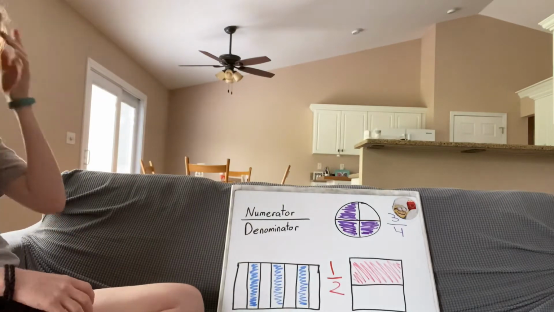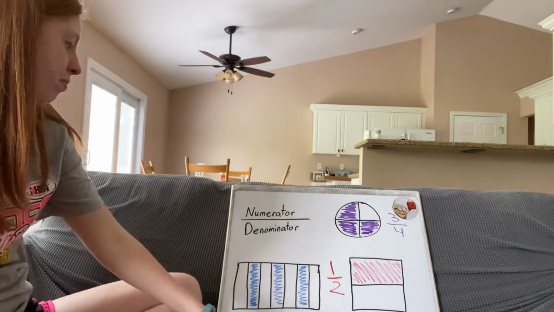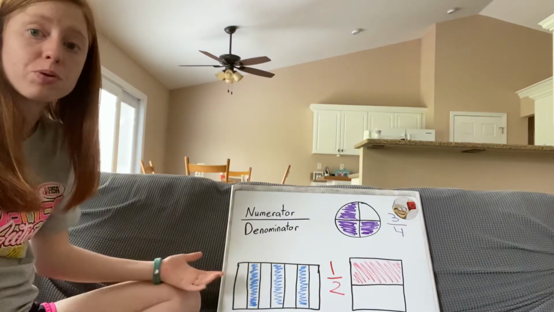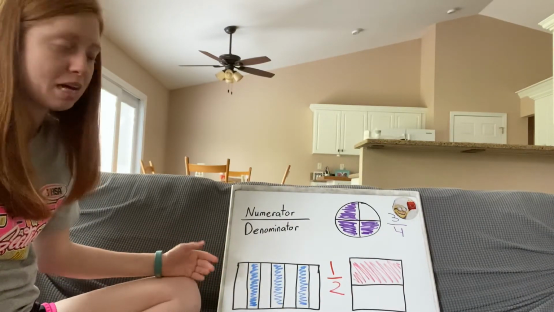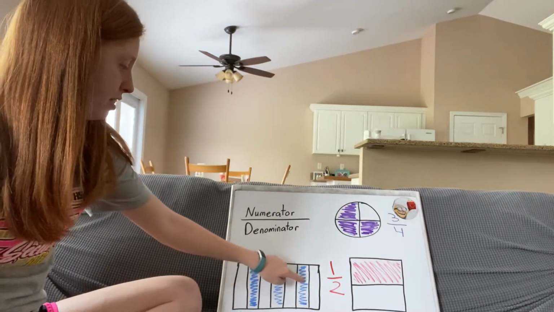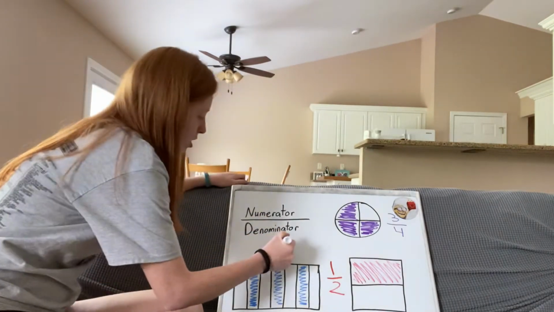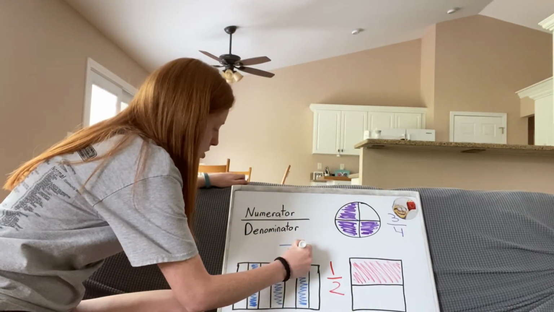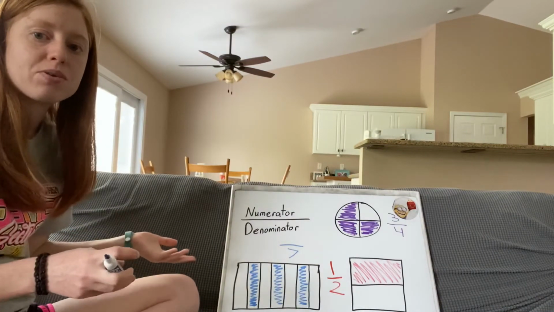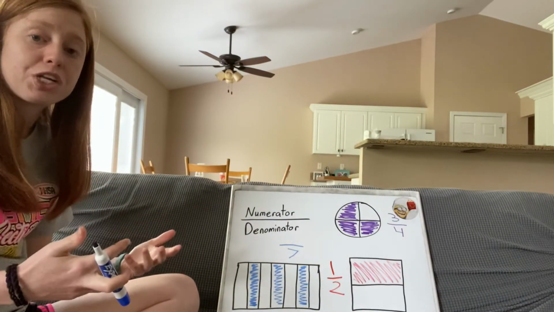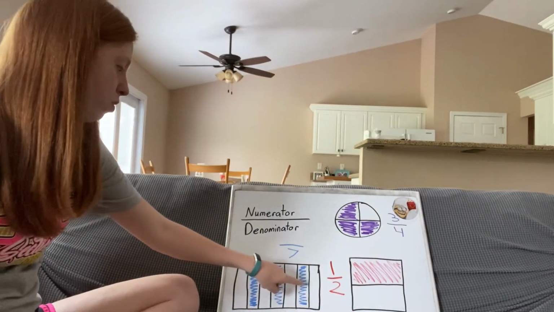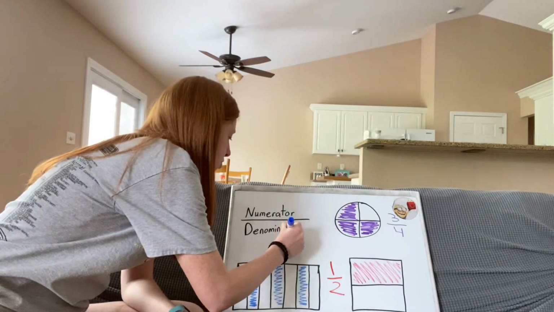All right, so if I'm looking at this shape to see how many parts there are total, I'm going to count, and that's going to tell me what my denominator is. 1, 2, 3, 4, 5, 6, 7. So for this one, my denominator is going to be 7. My numerator is how many parts we're talking about. We're talking about the parts that are shaded, so I'm going to count the shaded parts. 1, 2, 3. 3 sevenths.